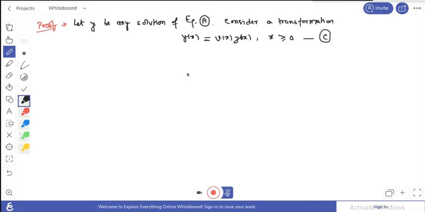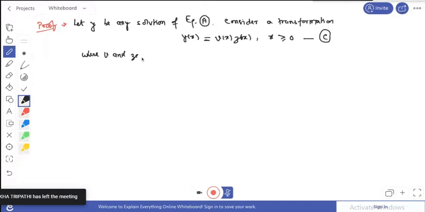Okay. So here we take y equals V(x) and Z(x), and here y will be the solution of that equation A, and this is the second order differential equation. So here we take V and Z are basically twice differentiable functions.